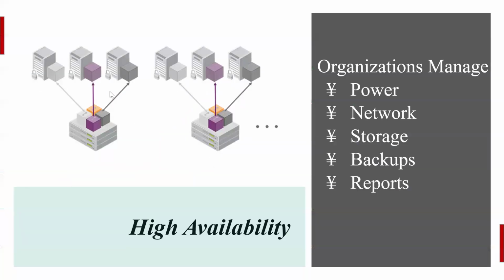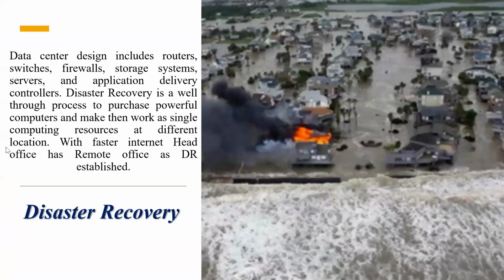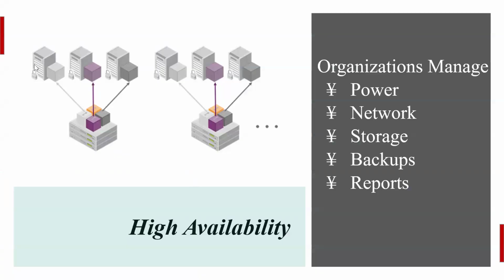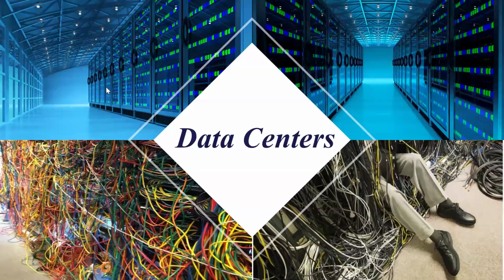See, nature can predict anything, so no one can. Okay, so if something happened at data center level, see, this is server level. If something happened to this server, no worries, this server will be taken care of. All these three servers are part of the same data center. Now the whole data center is down.